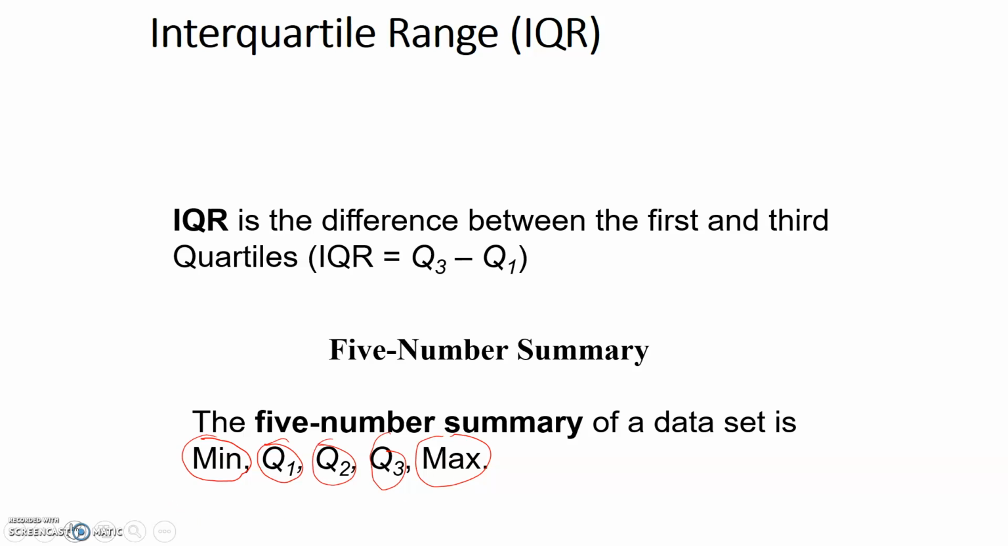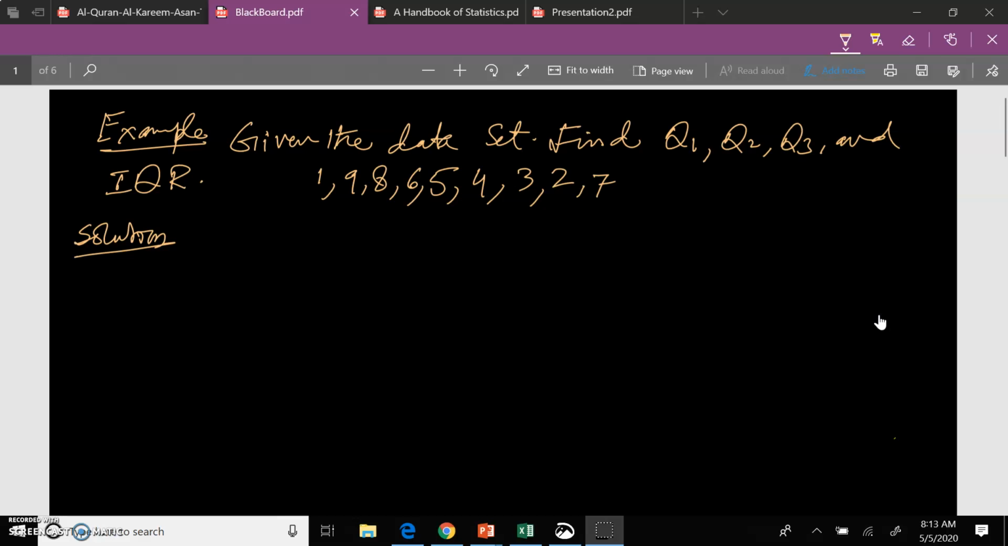Now we take an example to see how we do the computation. And when we take the example, you really understand what's going on. Let's take an example. Okay, look at this example. We are given a data set and we are asked to find Q1, Q2, Q3, and IQR. These are the 4 things we need to compute, and the data set is this one.